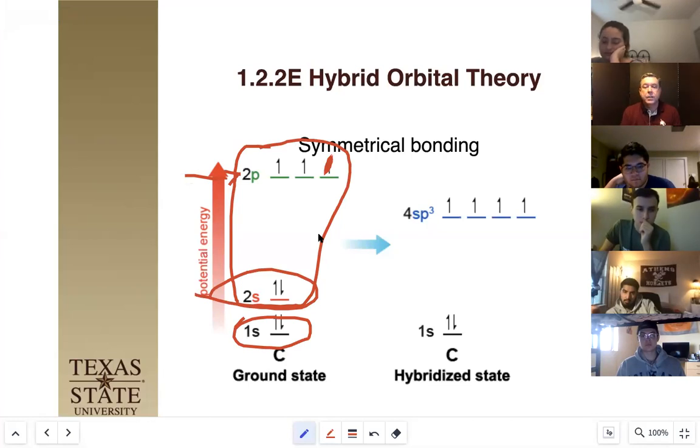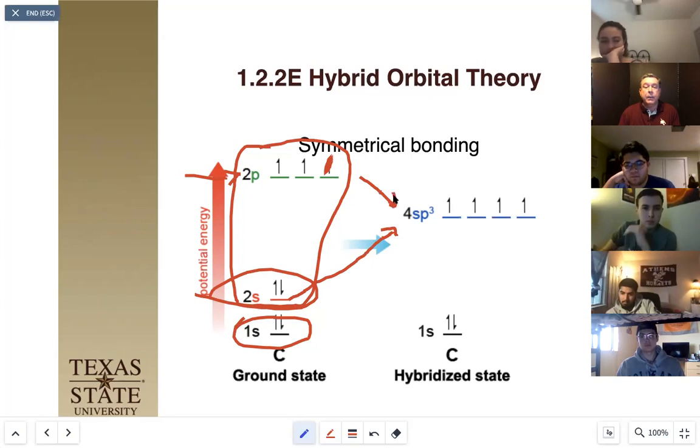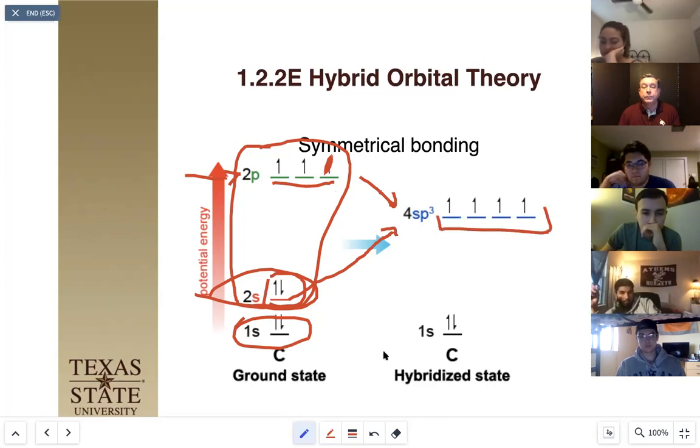Okay, so what happens is that this is kind of difficult for the fact that we want to try to bond 2 things to an S, and then we have this empty P. So what happens is we blend those S's and P's together to create a hybrid orbital. So the energy for the S comes up a bit, the energy from the P goes down a bit, and we end up with a total of 4 orbitals. We have 1 S and 3 P. So we end up with 4 orbitals total, okay?